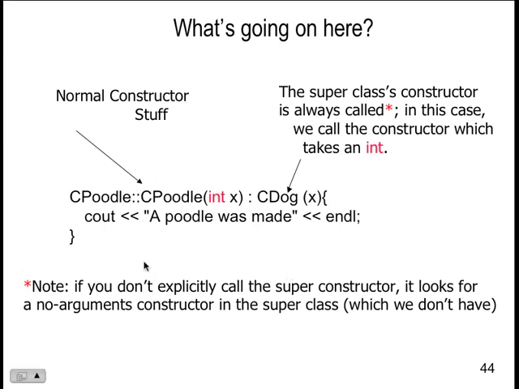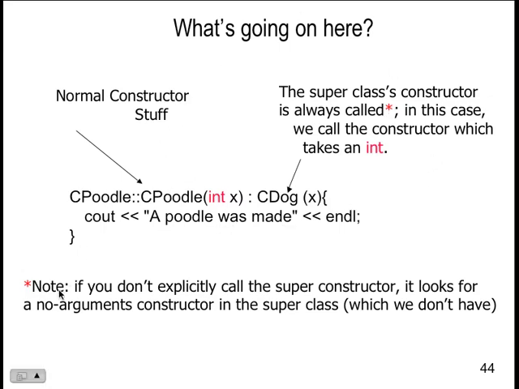So the normal constructor stuff is going on inside of this constructor. The superclass's constructor is always called. In this particular case, we called the constructor which makes an integer. So we have to say CPoodle constructor. It's calling the CDog. In the real world, when these classes are actually being executed and instances are being made, every one of these constructors fires, unless we overwrite it. Here we're overwriting it. We're calling the CDog constructor and saying, instead of making a CDog, let's make a CPoodle. So we're going to print to the screen that a poodle was made instead of a dog.